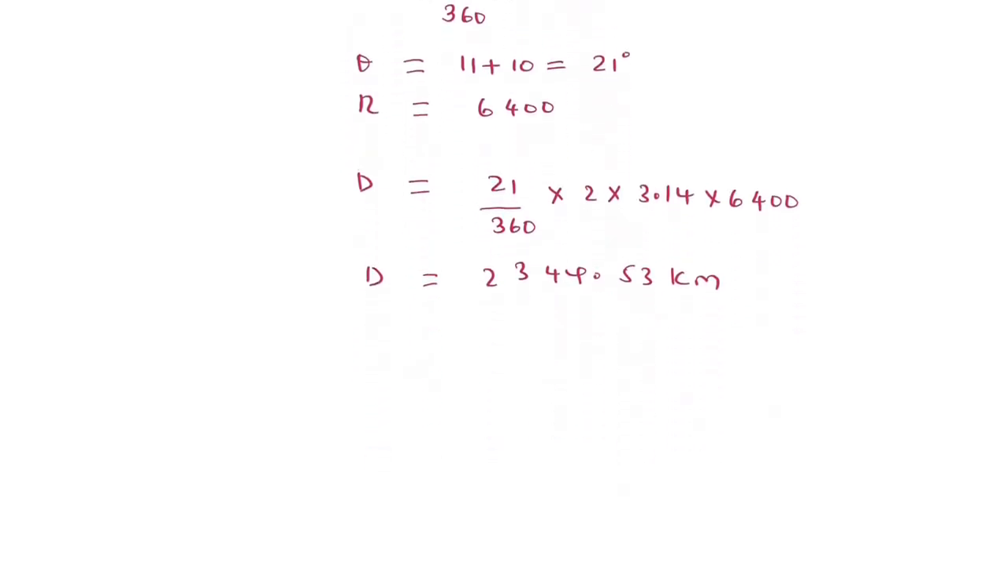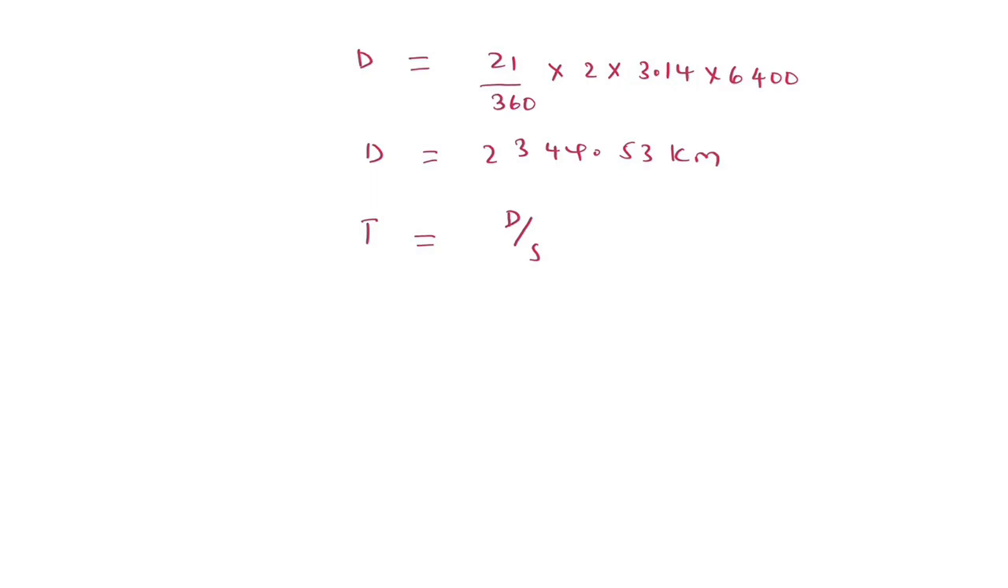Next, to find the time, we are going to use the following formula, which says time equals distance over speed. Let us now substitute the values which we have. Then we have time equals 2,344.53 over 900, which, solving this, gives 2.61 hours. Converting this, we are getting 2 hours and 36 minutes.